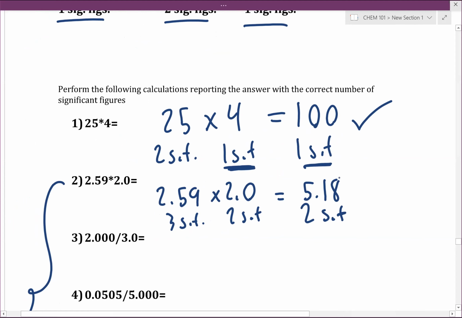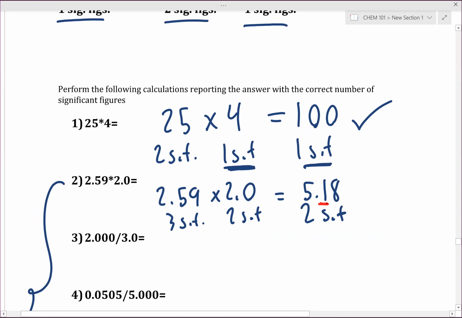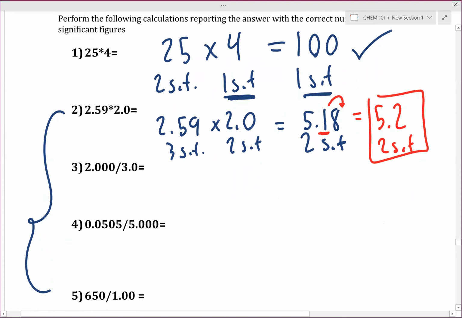So what is the second significant figure in this number, 5.18? The 1. So let's highlight the 1 so that way we can all see that. So this 1 is the second significant figure. We look over one space to the right. Is 8 greater than or less than 5? Greater. So do you round up or down? Up. And we'd write this just as 5.2. 5.20 would have 3 sig figs. So this answer only has 2 sig figs as required. Does that make sense to everyone? Okay, let's continue on with this next example.